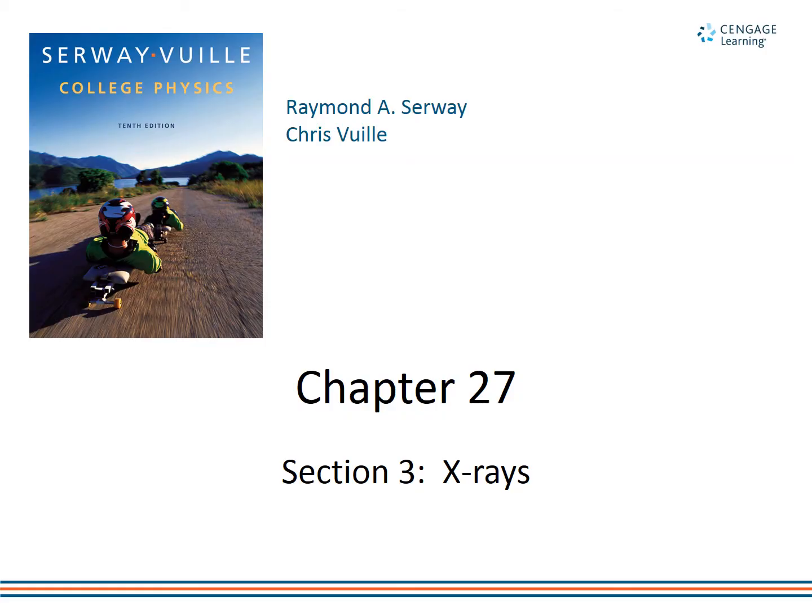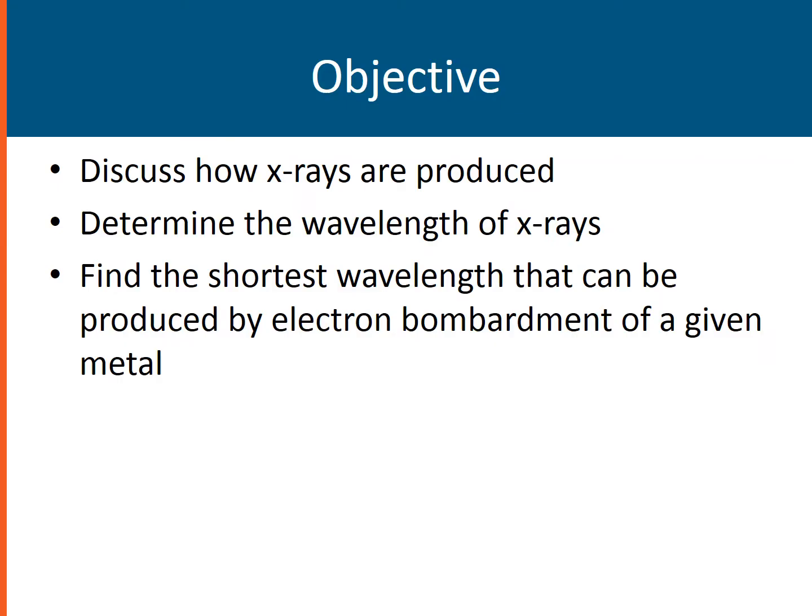The first part of this tutorial is on section 3 of chapter 27, entitled X-rays. For this part, we will cover the following objectives: discuss how X-rays are produced, determine the wavelength of X-rays, and find the shortest wavelength that can be produced by electron bombardment of a given metal.